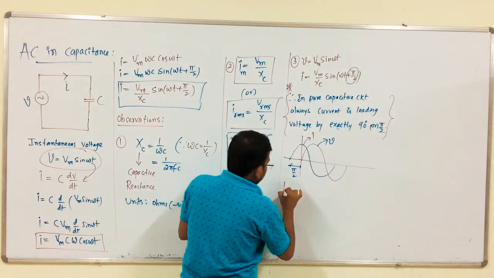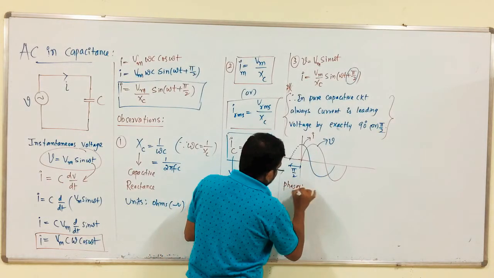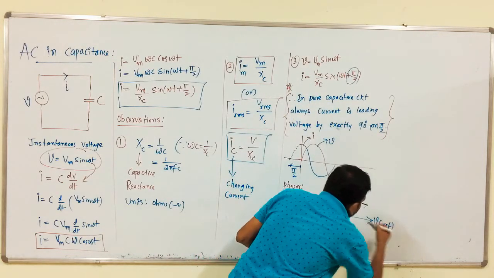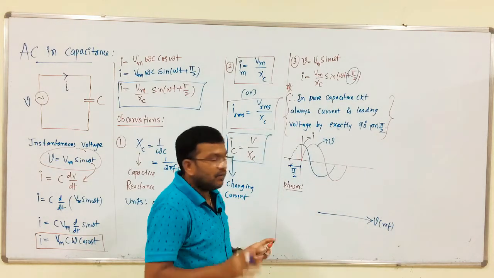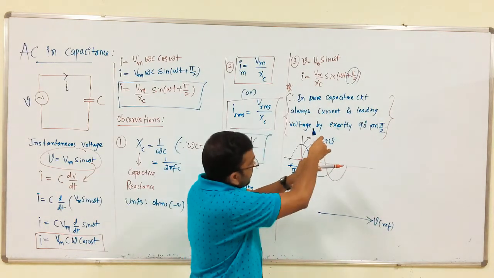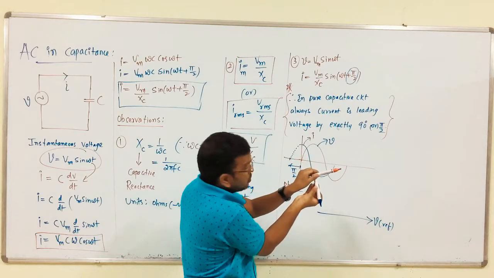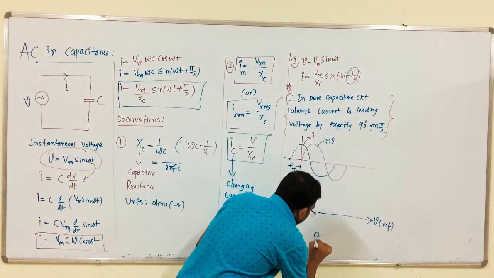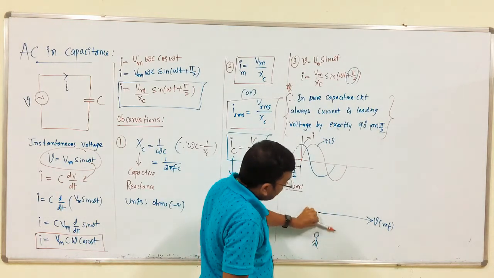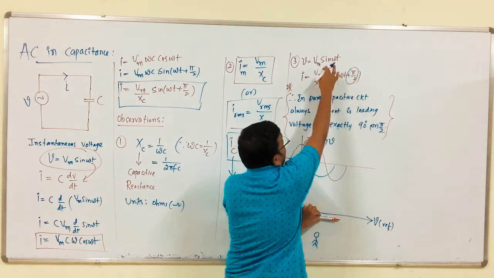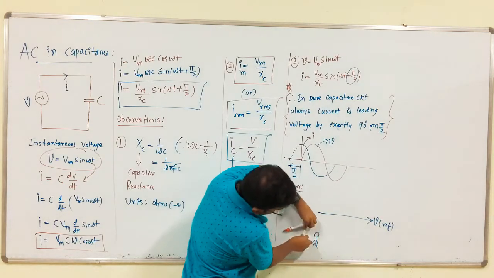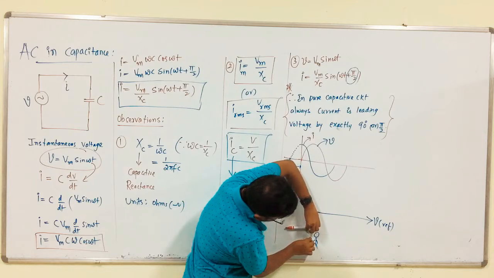Coming to the phasor, which one is the reference here? Voltage. First you have to write the voltage V, the reference. Then the voltage and current are displaced by 90 degrees. Should we write it like this or like this? Now we have to check. The first crossing vector is nothing but voltage or current? Here current leads voltage by 90 degrees, so the first crossing vector is current. So current should be like this. The angle between these two is 90 degrees.